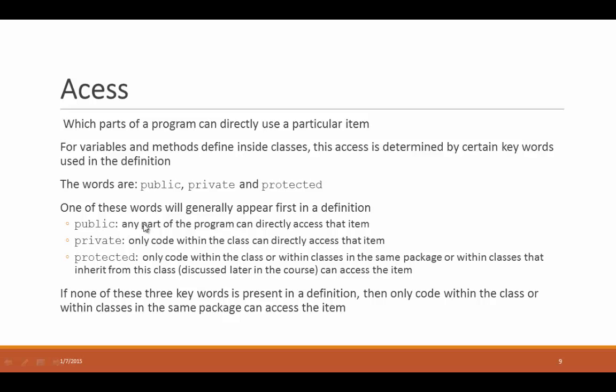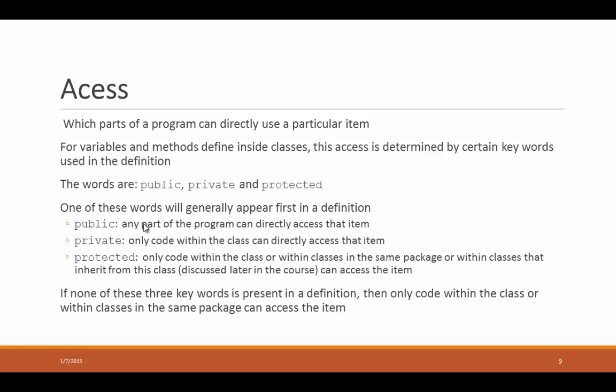When you label something public, you're saying that any part of the program may touch it and use it directly. If it's a method, it may be called. If it's a variable, you can assign to it or get the value. Anybody can touch it. Anybody can use it directly. If you say it's private, on the other hand, only code inside that class can use it directly.